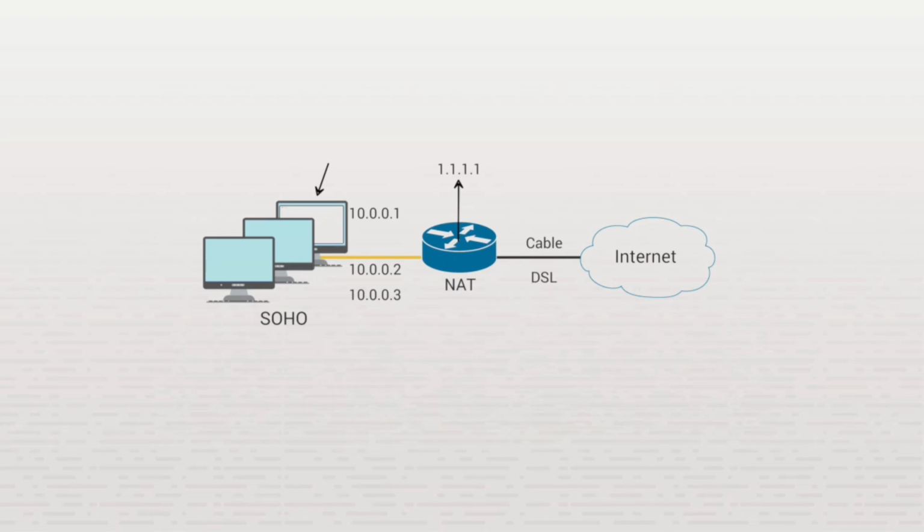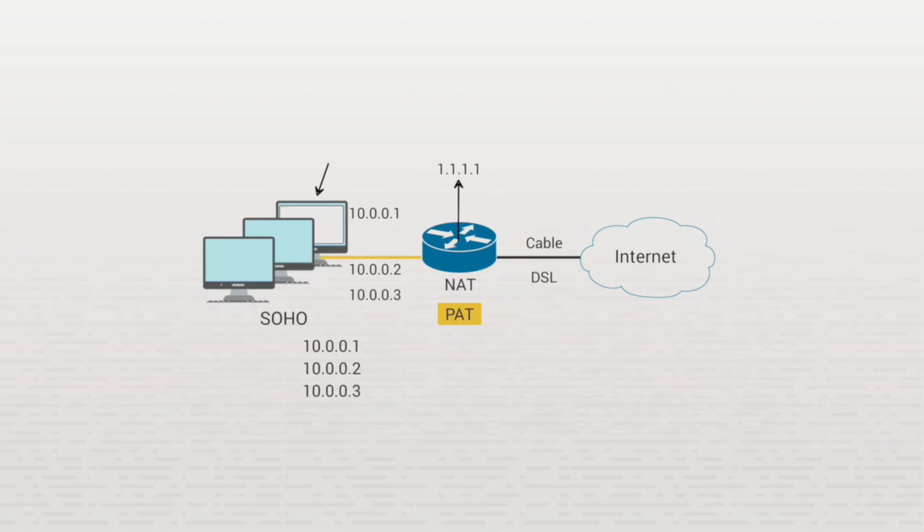Now, if the router were to send the request off at this point, there would be a problem. When returned, the router wouldn't know which of the internal hosts made the website request. Remember, it stripped the private IP address and replaced it with its public IP address. So, before sending the request, NAT uses a technique called port address translation, or PAT.